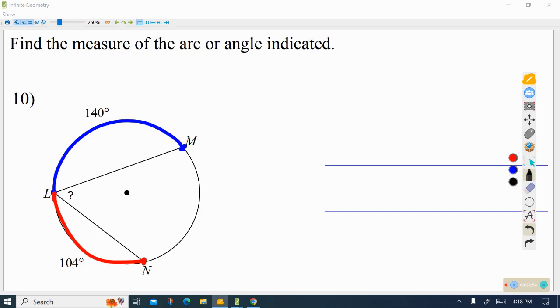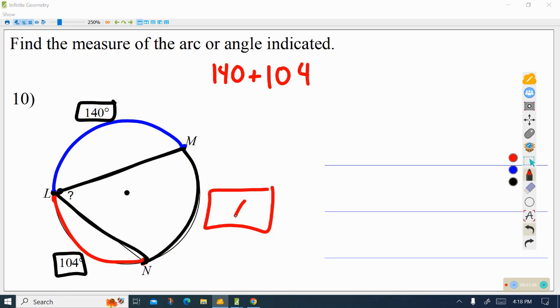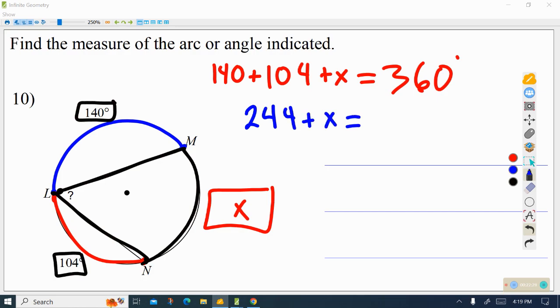So, we have 140 and we have 104. Okay, and we should see straight away that, hey, if I could find this outside number, then I would be able to find my question mark in one step. And to be able to find this number, I'll have to add up these three things, right? We know that 140 plus 104 plus x has to equal 360. All right, and then if we just do the math, however we want to do it, we could do 244 plus x equals 360. And then just keep doing the algebra.